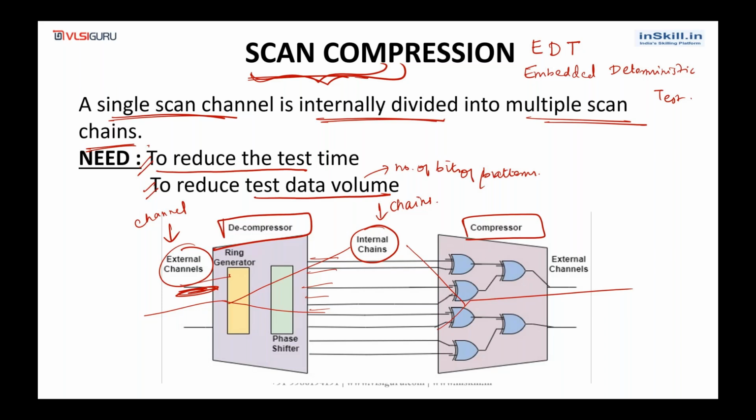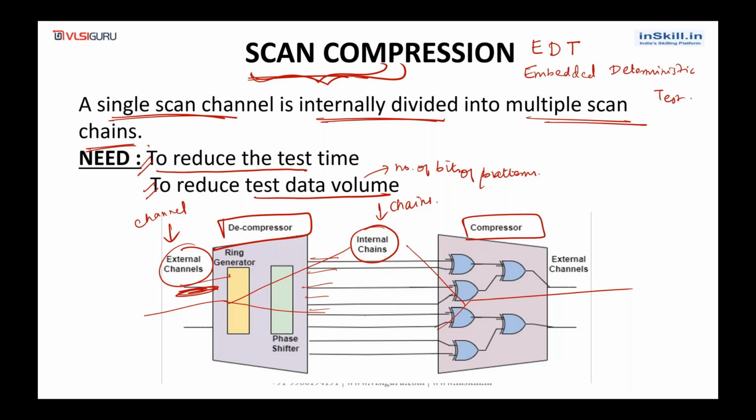During our scan compression topic, we will understand the role of the decompressor, what components are inside it, and what role it plays in scan compression. In the same way, what the compactor or compressor is, what its internal logic is, and what role it plays in compression. Same for the controller, its components and role, and the need for bypass logic. We will understand all of those during our scan compression topic.